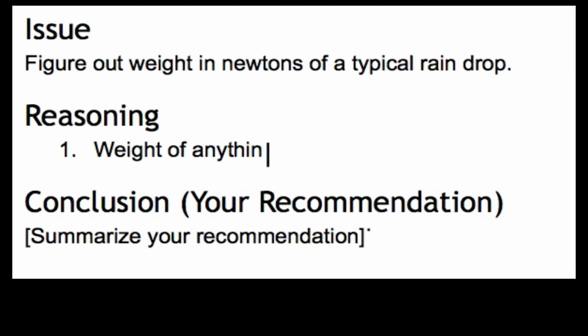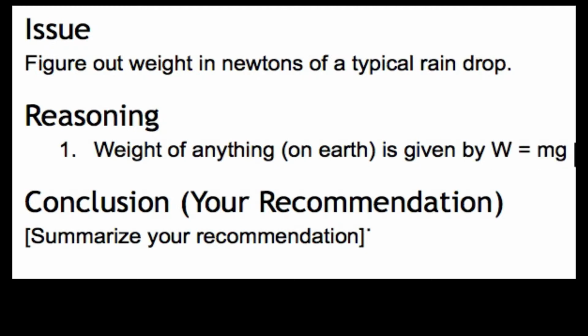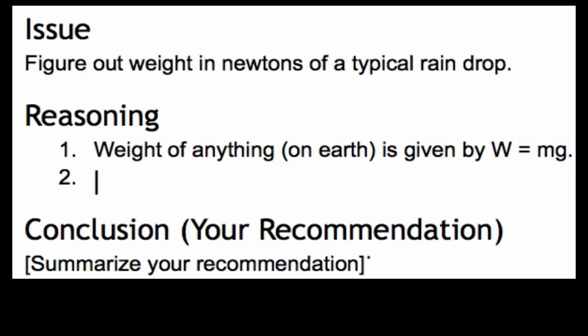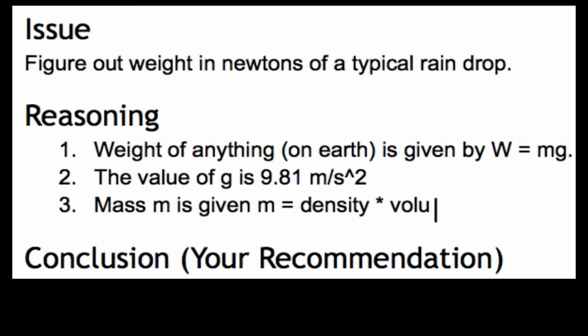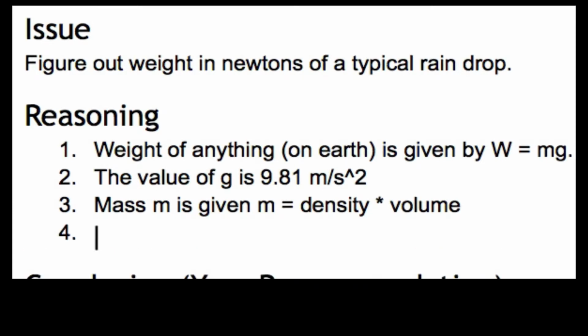weight of anything on Earth is given by W equals mg. That is certainly true. The value of g is 9.81 meters per second squared. That is certainly true. Now, mass m is given by m is equal to density times volume. And the reason is density is mass per volume. When I multiply by volume, I'm going to get mass. So that's a true statement.